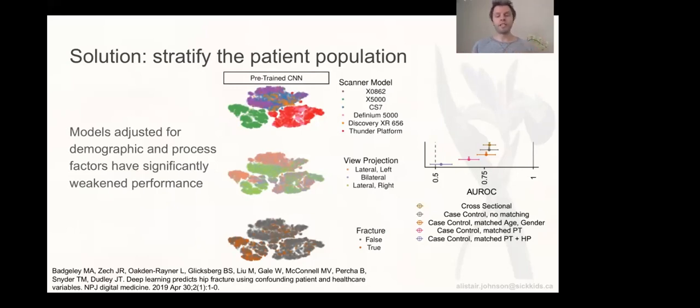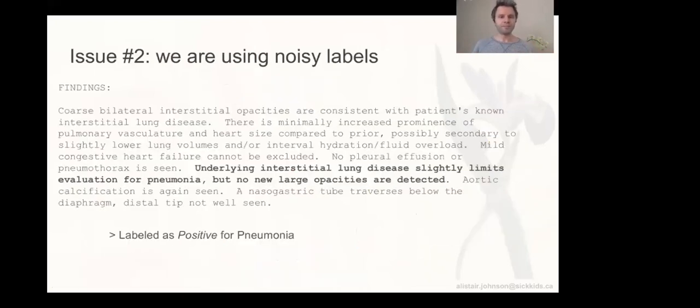When they remove the information about the scanner model, and the information about what orientation you were taking the X-ray, they actually found that the model had chance performance at classifying fractures, which is a little bit scary, right? So you can't just do a cross-sectional study of these X-rays. You really have to think about this data generating process.